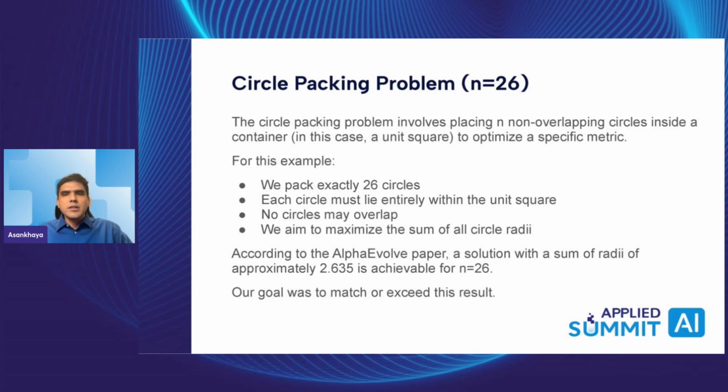Now, in this case, the metric is the sum of the radii of all the circles, right? So for n equal to 26, before AlphaEvolve, the best known solution was something that would optimize it to 2.634. And in AlphaEvolve, they were able to find a better solution that improved on the state of the art. So our initial goal was to see if we could match or exceed this result, which we were able to do with OpenEvolve.